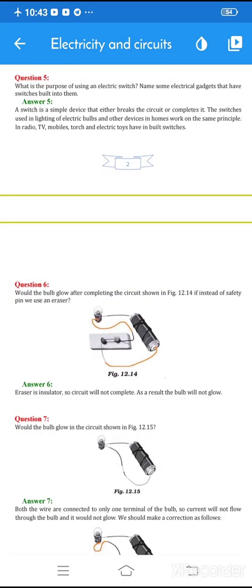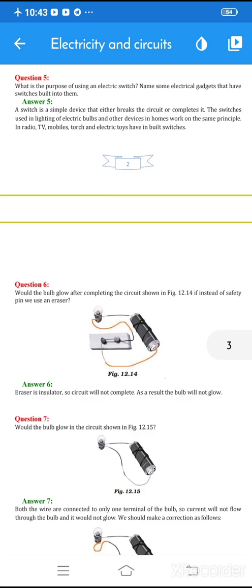What is the purpose of using an electric switch? Name some electrical gadgets that have a switch built into them. Why do we need to use an electric switch in any kind of electric arrangement? What is the purpose? We have to explain that, and you have to name some electronic gadgets that have switches built into them, which means inbuilt.